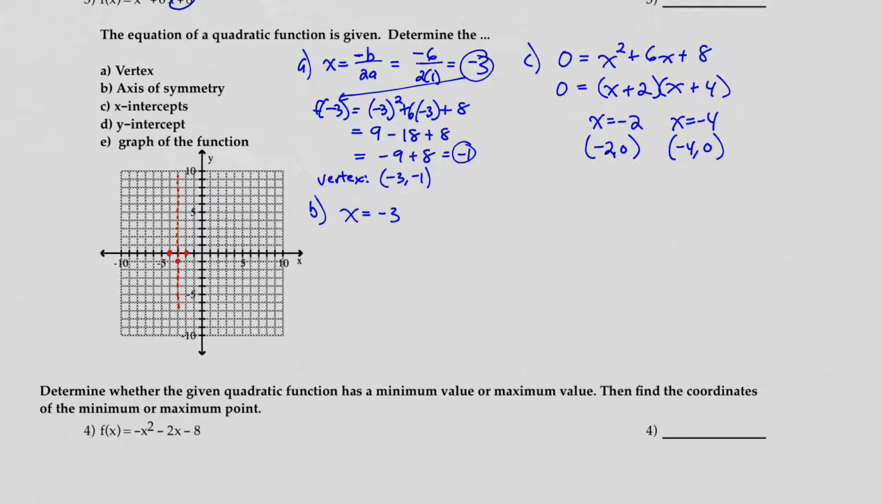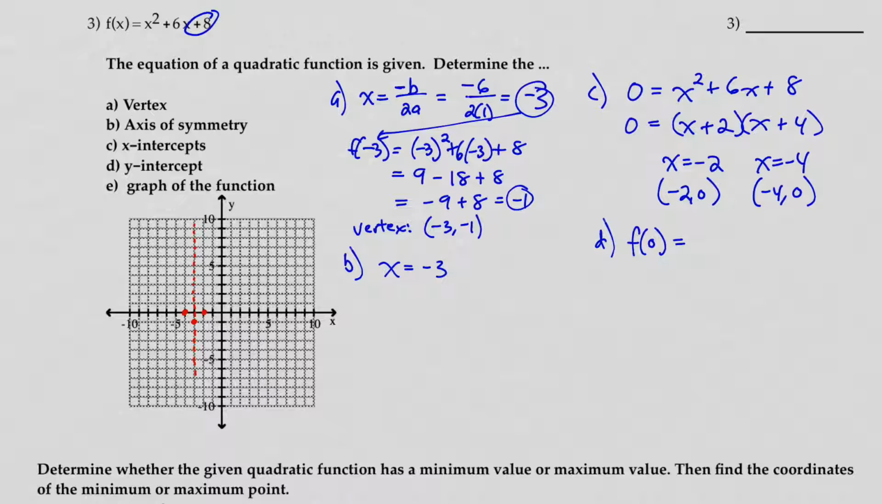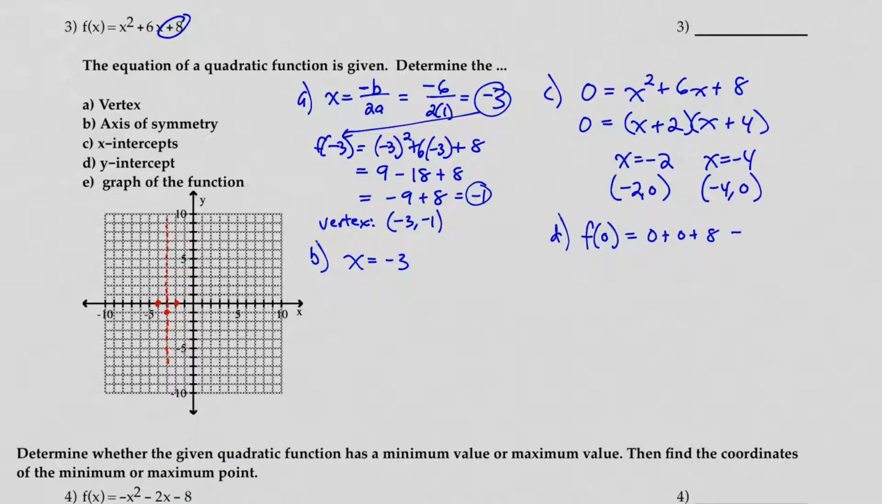Okay, another good piece of information would be the y-intercept. So we know where to cross that y-axis, and then we can use symmetry to draw the other side. So y-intercept would be f of 0, which I already said we can see from the beginning. So that's going to be 0 plus 0 plus 8, which is 8.